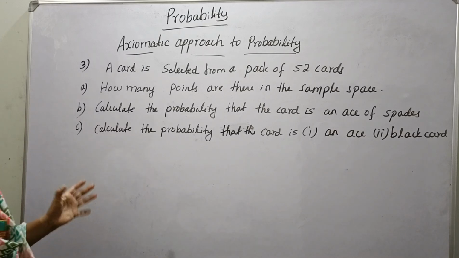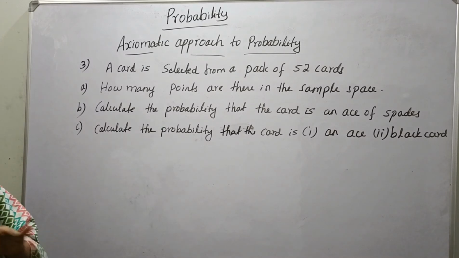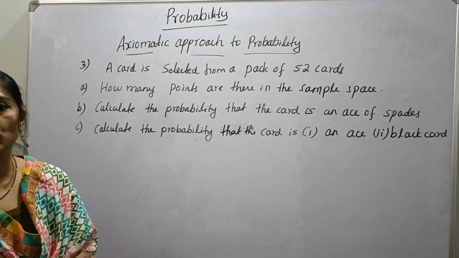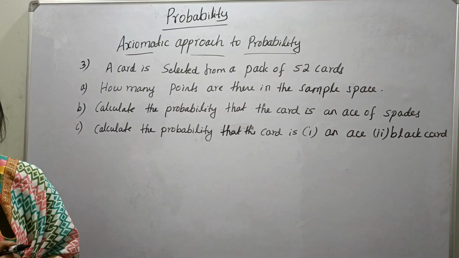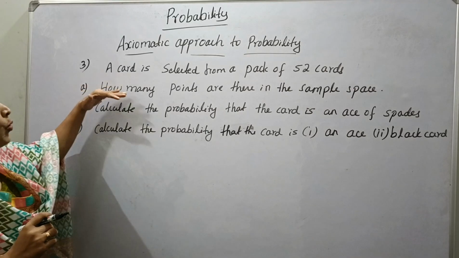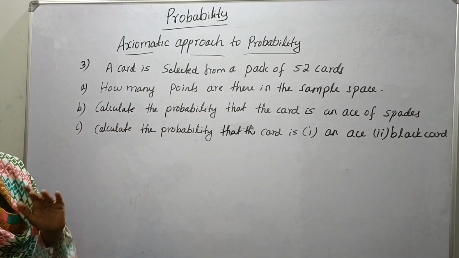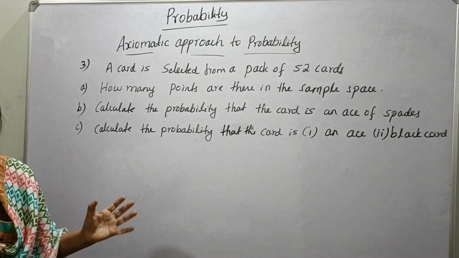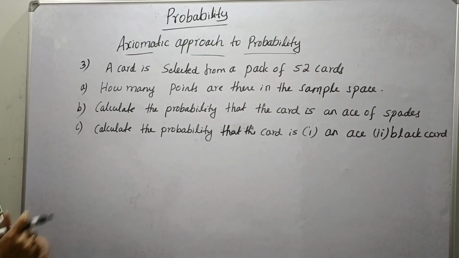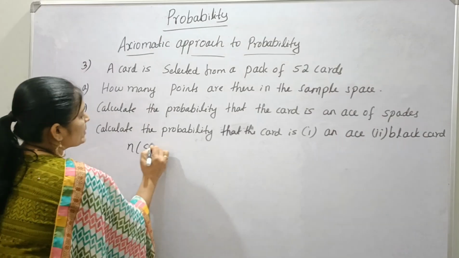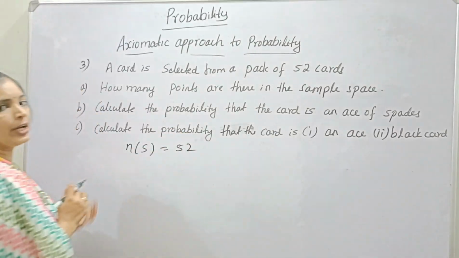Here we are selecting a card from a pack of 52 cards. Obviously there are 52 elements in the sample space. How many points are there in the sample space? Sample space means the number of elements in the sample space, that is nothing but 52. So the number of points in the sample space is equal to 52.